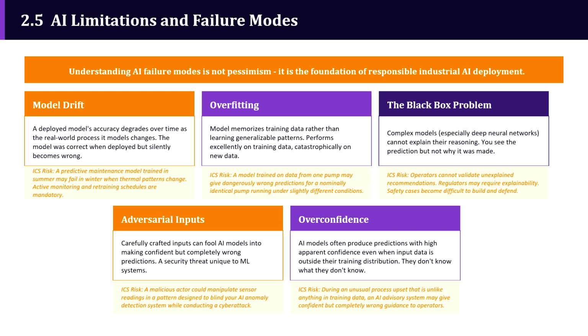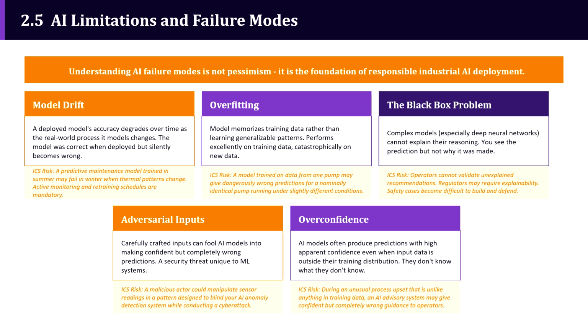Model drift is perhaps the most insidious failure mode in industrial control systems because it's silent. A model that was accurate when deployed can slowly lose accuracy as the process it's modeling changes and give no signal that it's degrading. I've spoken with engineers who trusted a predictive maintenance model for months before realizing it had stopped working correctly because the operating conditions had shifted. Active monitoring of model performance, with automatic alerts when accuracy drops below a threshold, is not a nice to have, it's a requirement.